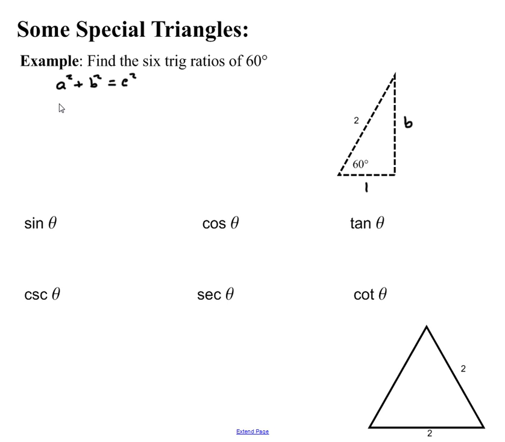And so we have 1 squared added to our unknown side B squared is equal to the hypotenuse 2 squared. So 1 plus B squared equals 4. Subtracting 1 from both sides gives us B squared is equal to 3. Therefore, the length of that opposite side will be the square root of 3.